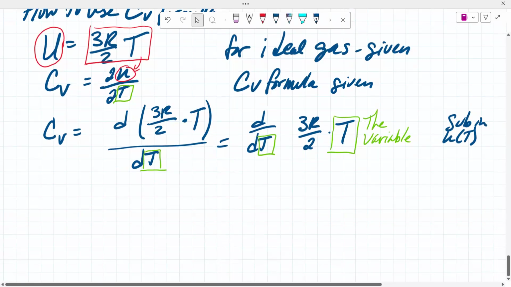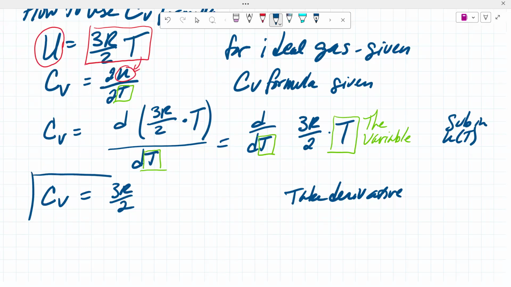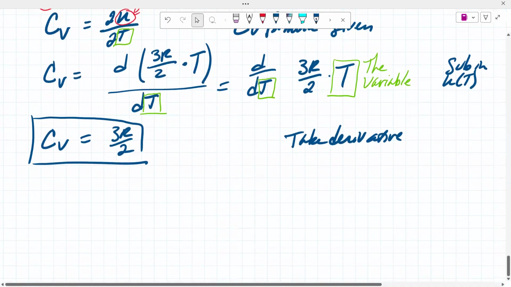Now we need to take the derivative. So C sub V equals 3R over 2, take the derivative, and that's what you get. Very nice. And that just breaks down into that very simple formula. Okay.